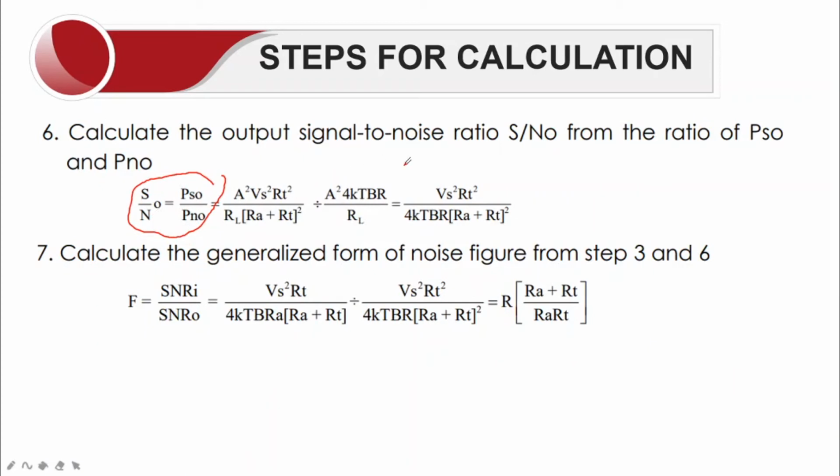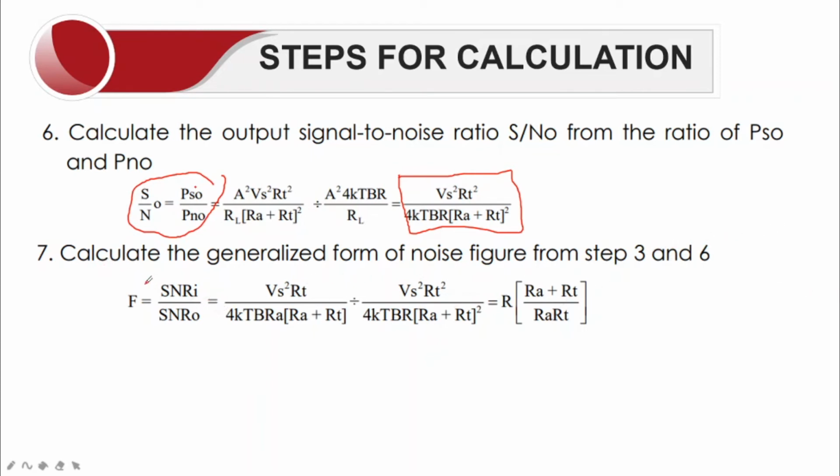Pero kung halimbawa, gusto mo na lang bigla i-solve yung SNRO or yung signal to noise ratio output, pwede mo gamitin tong formula na to. Though medyo mahaba siya, yan na agad yung sagot. Pero kung nag-undergo ka na sa steps 4 and 5, I suggest you use this one. So the last step is to calculate the generalized noise figure from step 3 and 6.